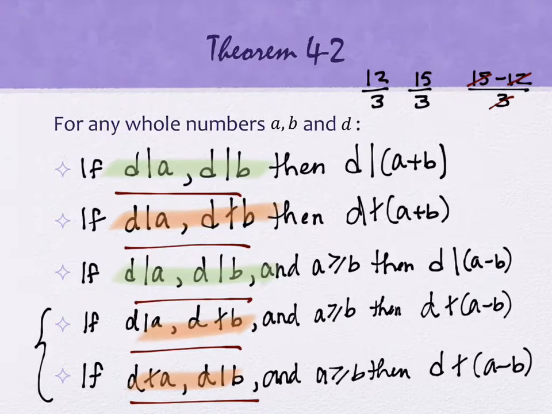Like, what happens if D doesn't divide A and D doesn't divide B? Does that mean it's not going to divide their sum? Does it mean it's not going to divide their difference? Or does it mean it will? And the answer to all of those is yes, it does. It does sometimes, and it doesn't sometimes. So you're going to explore some of those conditions. When does it actually end up working and when does it not?